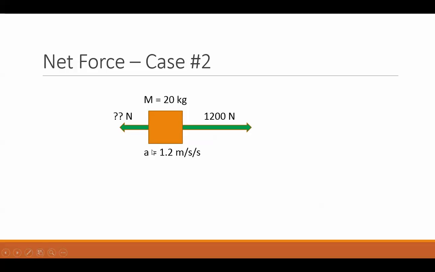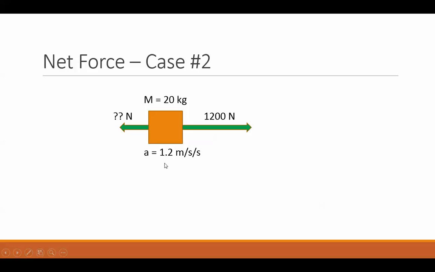For case number 2, we're going to solve a different kind of question. In case number 2, this time we're trying to figure out, well, how much is the missing force? We know an acceleration, we know a mass, we have one of the forces, but we're going to solve for this missing one right here. So the case is like, suppose you have a box, you're pushing on it to the right, your friend is pushing on it to the left. You know what's happening to the box. It's accelerating at 1.2 meters per second squared in your direction. So what must your friend be pushing with?